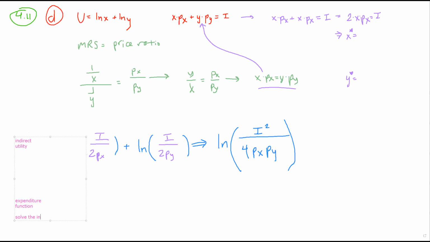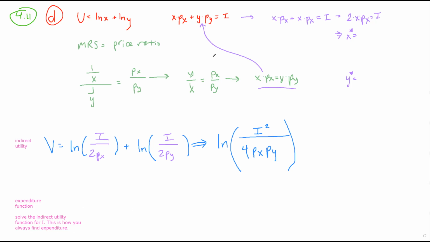Just solve the indirect utility function for I. This is how you always do it, or at least, I mean, I don't want to say always, but for the most part, yeah.